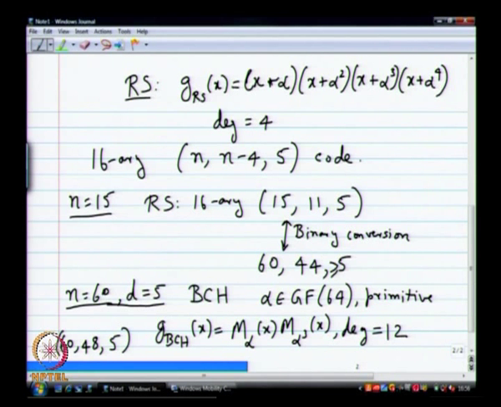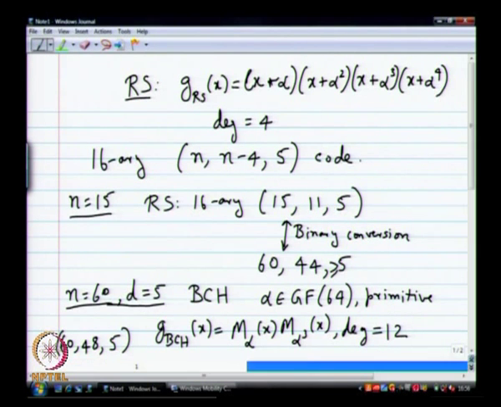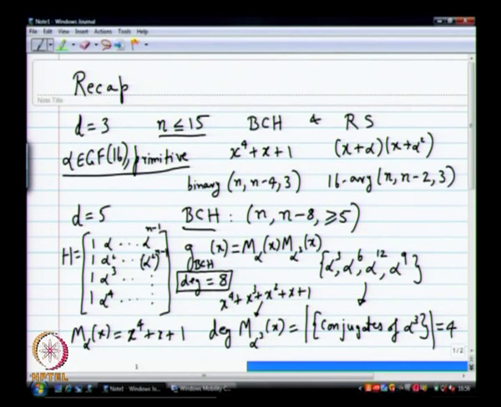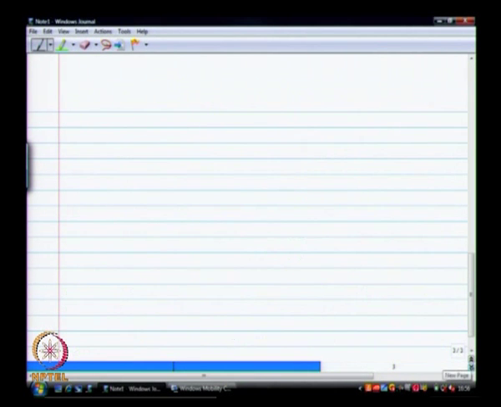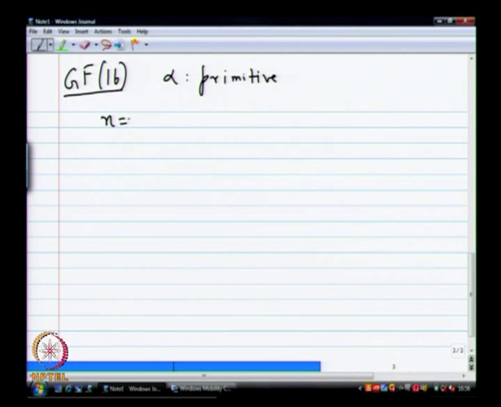Okay, so let's look at this 15, 11, 5. So 60 is a little bit more complicated. So let's go back to this picture, and I want to look at this code a little bit more closely. So let's come back to GF16. Alpha is primitive. Let's fix n equals 15 and d equals 5 and ask for the BCH code.